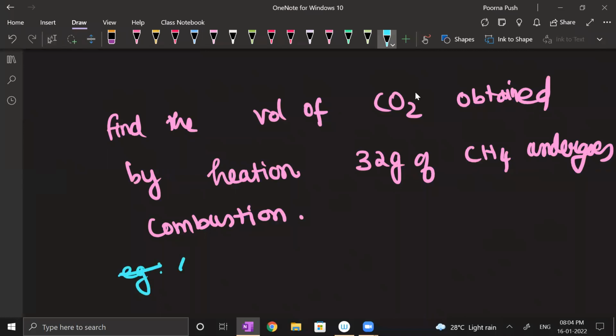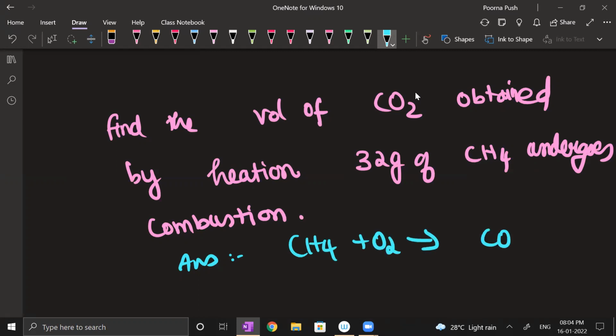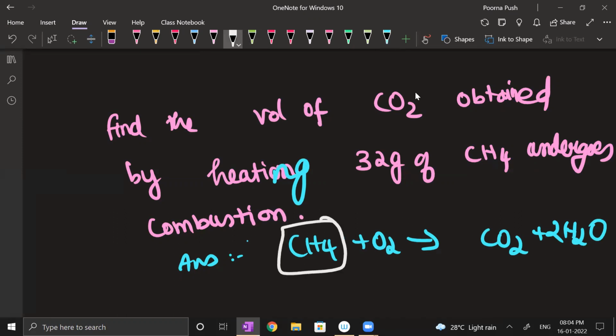Methane undergoes combustion, so it forms CO2 plus H2O. Now you can see that heating 32 grams of methane undergoes combustion. First I find out the actual weight: CH4 is 12 plus 4, which is 16.